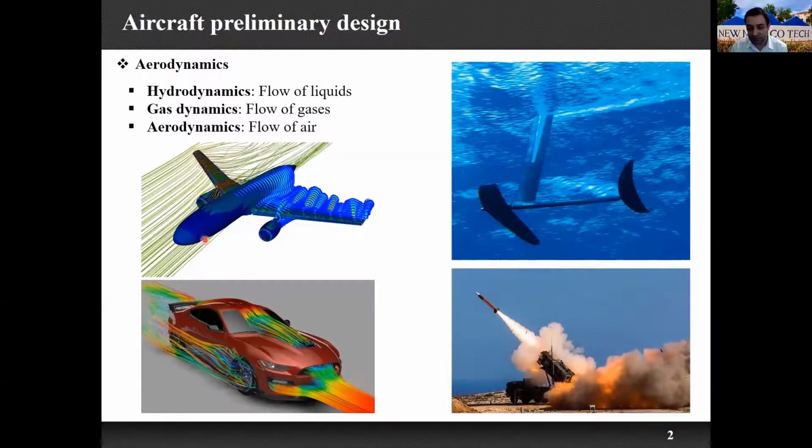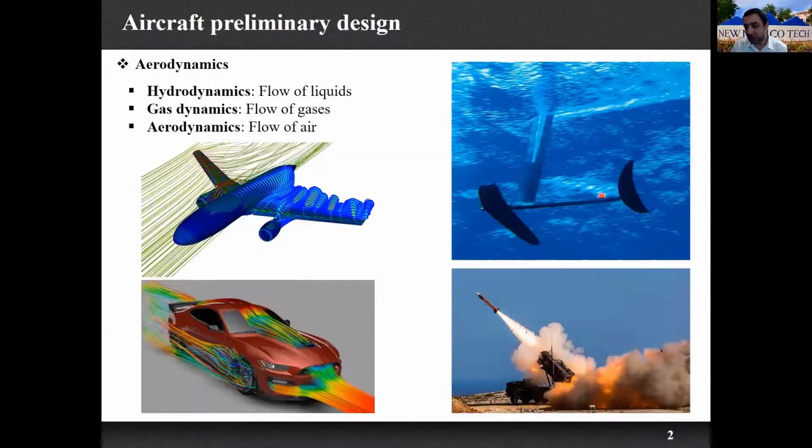So for example, this is an airplane which is moving in the air, or this is a car which is again moving on the earth. So we just have the flow of the air. Therefore, we need to run different types of aerodynamic analysis to simulate the flow as it passes through these vehicles.